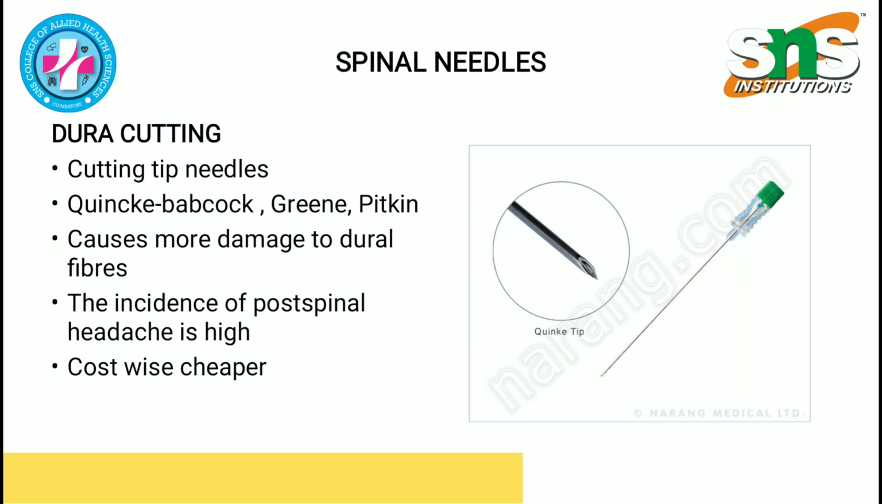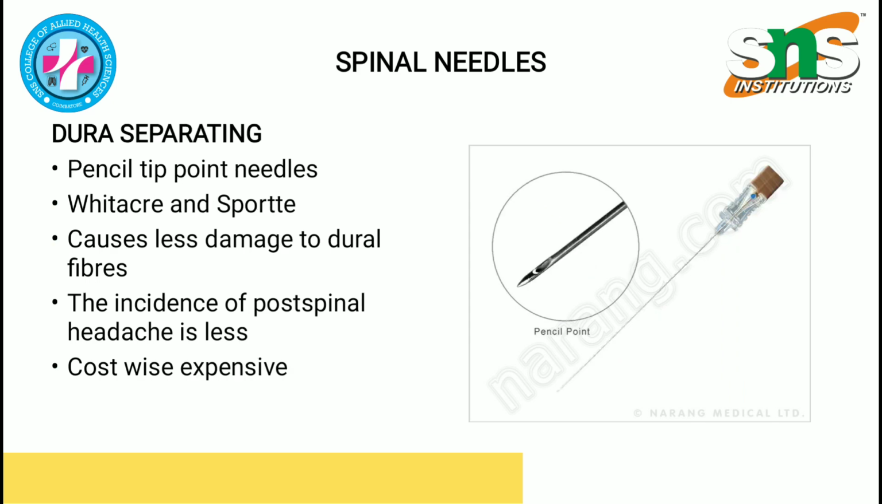Spinal needles are of two types. One is dura cutting and another one is dura splitting. Dura cutting needles are cutting tip needles. They include Quincke, Babcock, Greene, Pitkin. They cause more damage to dural fibers. The incidence of post-spinal headache is high. Cost-wise, they are cheaper.